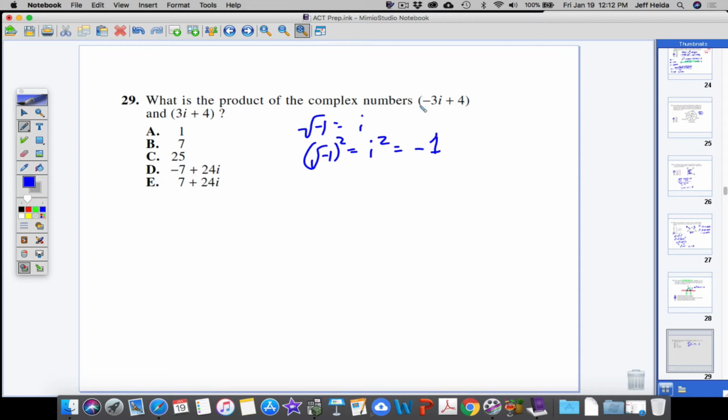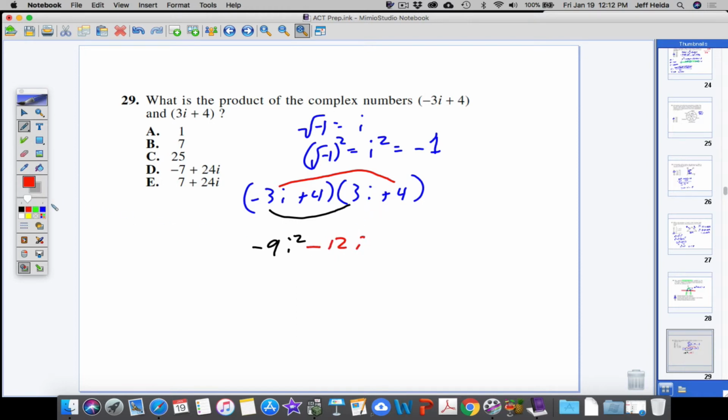So we're supposed to take these two complex numbers and FOIL them. Let's do the first two terms. Negative 3i times 3i is negative 9i squared. Outer terms. Negative 3i times negative 4 is negative 12i. Let's do the inner terms now. 4 times 3i is plus 12i. And now we're going to do the last terms. 4 times 4 is 16.